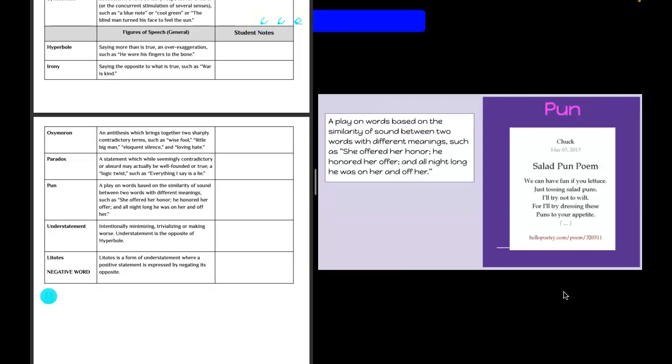A pun is a play on words based on the similarity of sound between two words with different meanings, such as, she offered her honor, he honored her offer, and all night long he was on her and off her. And here we have a salad pun poem. We can have fun if you let us. Just tossing salad puns. I'll try not to wilt, for I'll try dressing these puns to your appetite.